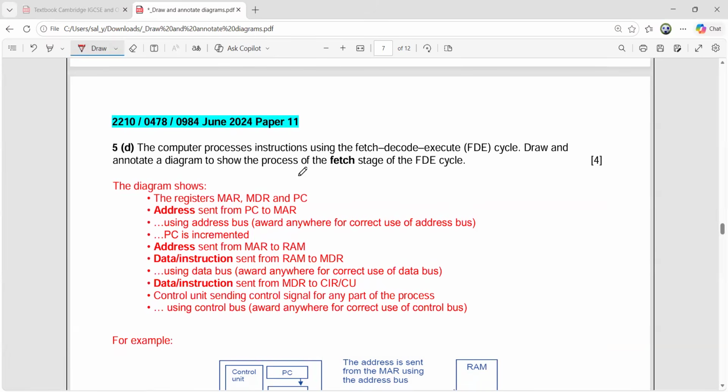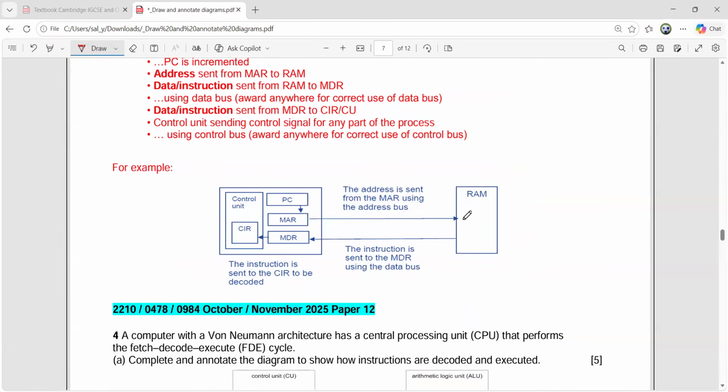And what they want you to have in your answer: the registers MAR, MDR, and PC, which are a part of the fetch stage. Address is sent from PC to MAR. Just recall the stages that we have learned and the sequence also. Using the address bus, look out for the correct use of the term address bus. PC is incremented. Address is sent from MAR to RAM. Data instructions are sent from RAM to MDR using the data bus. And then instructions are sent from MDR to CIR or CU. The control unit is going to send the control signals for any part of the process using the control bus. So this is the minimal requirement to be included in your answer.